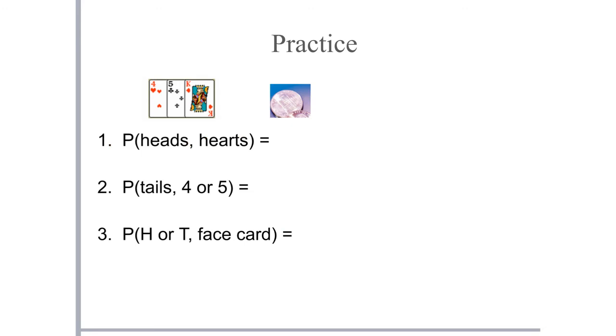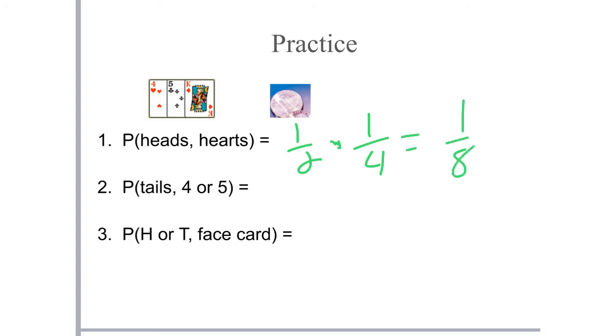So let's practice some probability of compound events. We have cards and a coin. What's the probability of getting a heads and the probability of pulling a hearts? Well, the probability of flipping a heads is 1/2. And since these are combined, we're going to multiply because we want both of them to happen. So we're going to do 1/2 times the probability of a heart, which is 1/4. So the probability of that happening is 1/8.